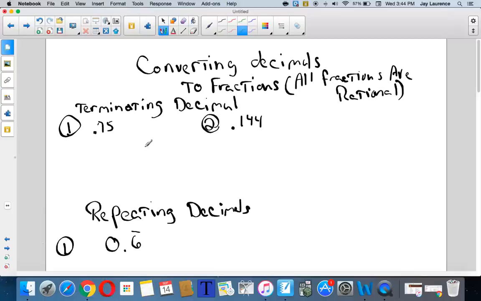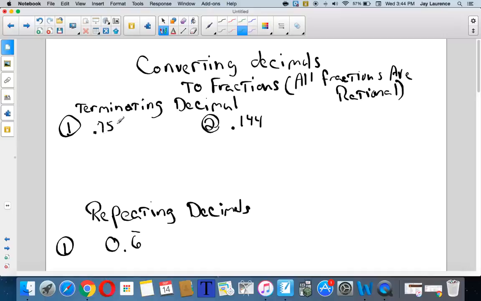All right, now we're going to convert decimals to fractions. And remember, all fractions are rational. It is impossible to take an irrational number and convert it to a fraction. Can't do it, okay? We're going to start with terminating decimals. These are really easy to convert. So obviously, we're only dealing with rational numbers, right?